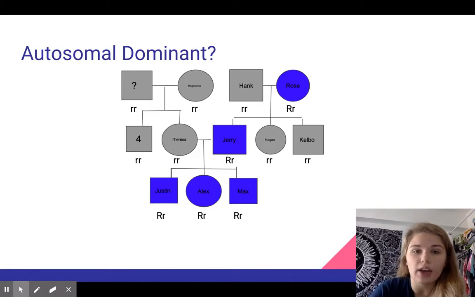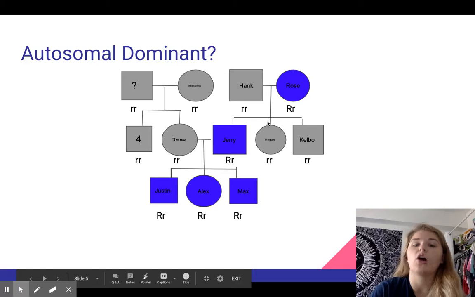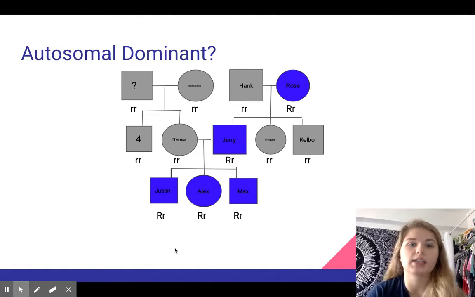Autosomal dominant I also found was possible, and I started by going through all of the unaffected and putting homozygous recessive in there, and then I found that that was possible, so they all could be heterozygous for the trait and still show it because it's dominant. So there's a little smiley face.